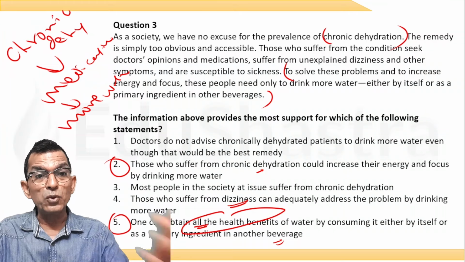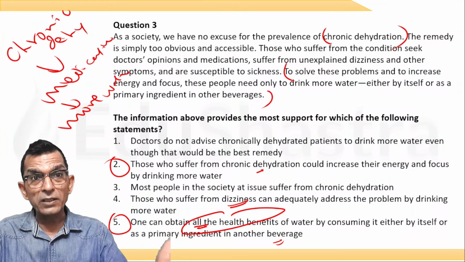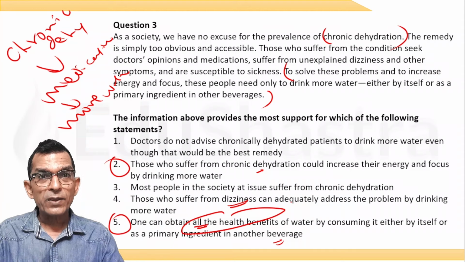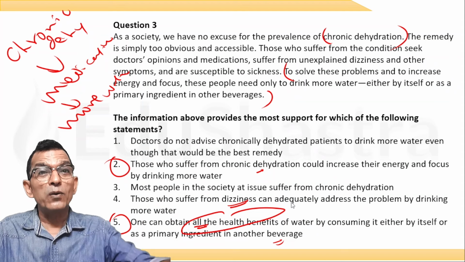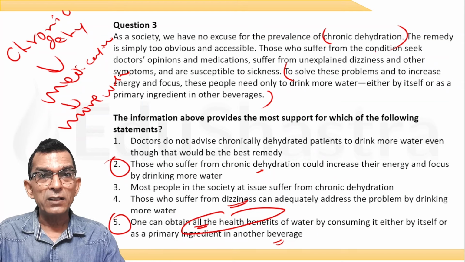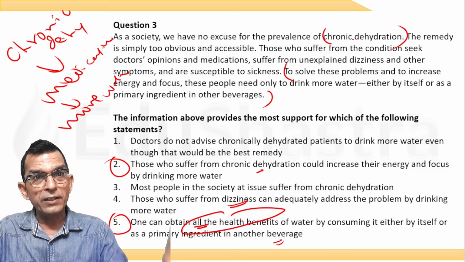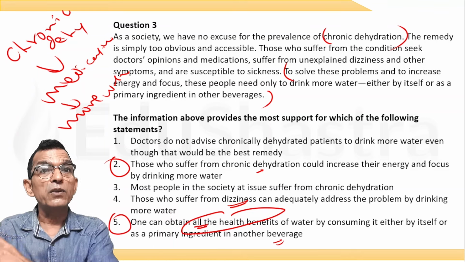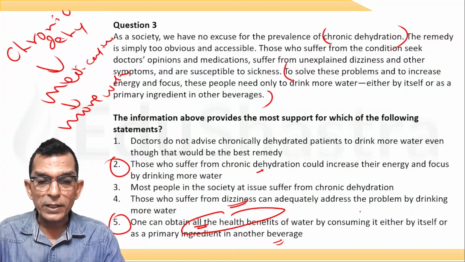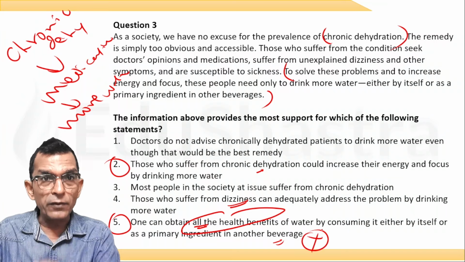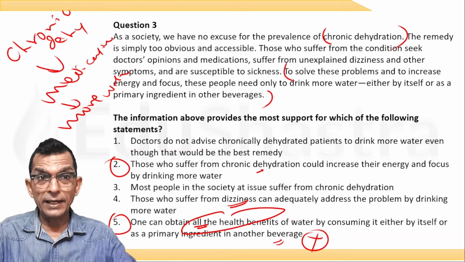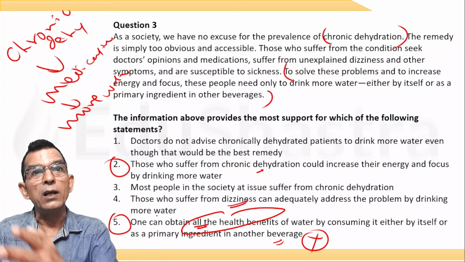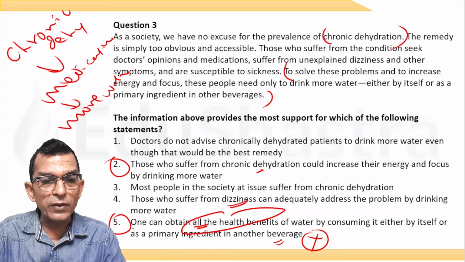Can you get all the nutrients? Can you get all the health benefits of water? What all does water offer you? Is it given here? No. It can do away with dehydration is given. What all other benefits can water give you? You will be bringing in information from outside. Therefore, fifth is not even given in the passage. I did not tell you earlier because you were saying fifth, and I did not want to confuse you. This is not even given.